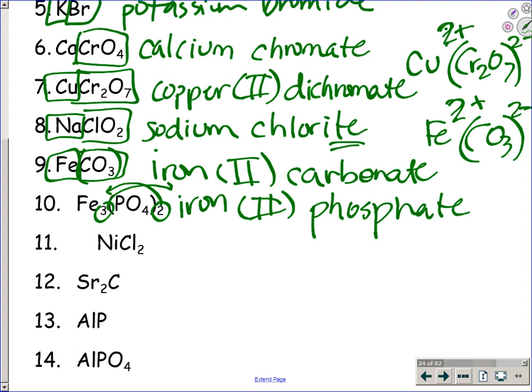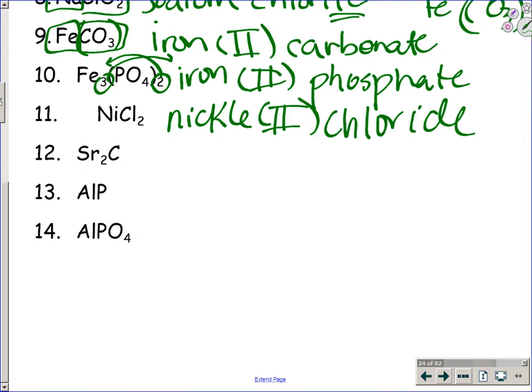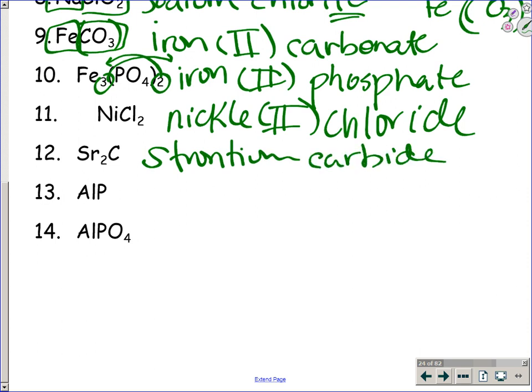All right, next one. Nickel what? (II) fluoride, because that is a transition metal. You have to have a Roman numeral. Next one. Say again. Strontium carbide. So first name, last name. That C is just carbon. Carbide is how you would name that.